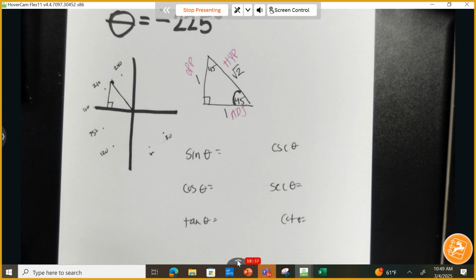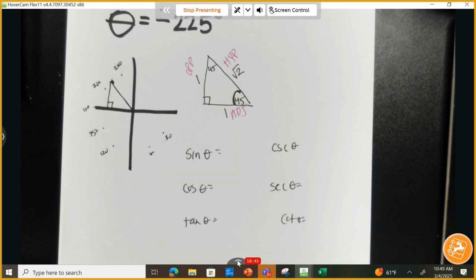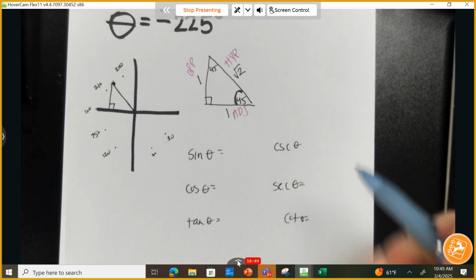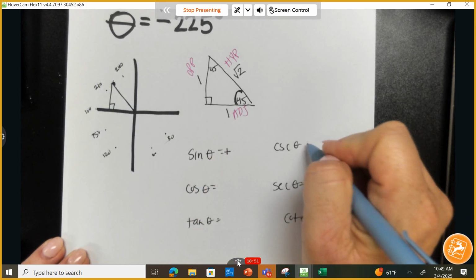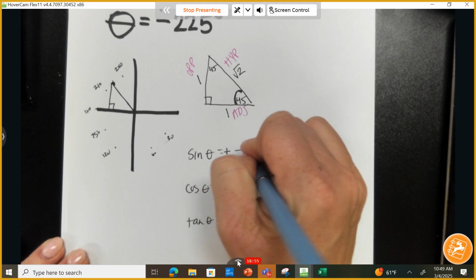Brielle, which quadrant does this terminal angle land in? 1, 2, 3, or 4? 2. And in quadrant 2, what's the only thing that's positive? The sine and its reciprocal. So I'm going to find sine and its reciprocal. They get a plus sign. Everything else gets a negative. And then I make my lines.